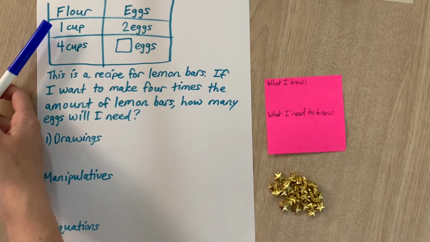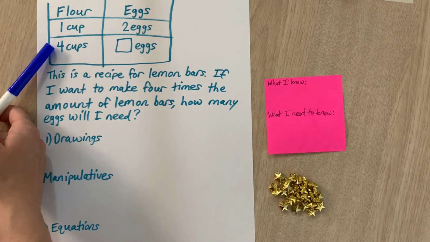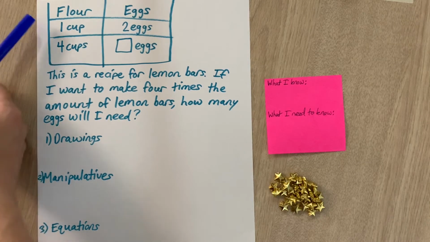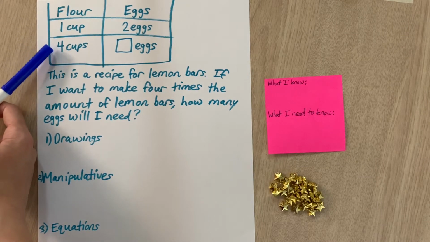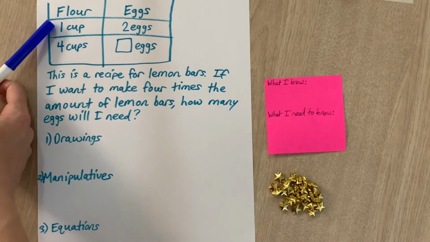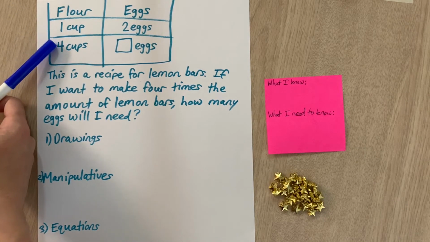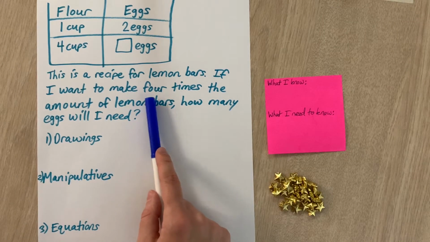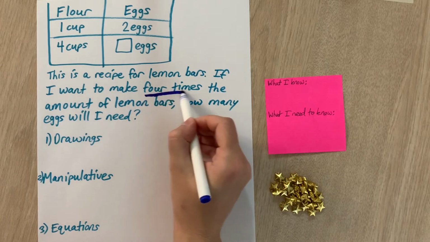Okay, so first let's look at this part right here. Let's look at our flour. So it went from 1 cup to 4 cups. And we know that we have 1, and we get to 4 by multiplying by the same number. So if we have 1 and 4, we get to it by multiplying by 4. So 1 times 4 equals 4. And it also says if I want to make 4 times the amount of lemon bars. So again, this is cluing us into the fact that we're going to need to multiply by 4. So I'm going to underline that 4 times.